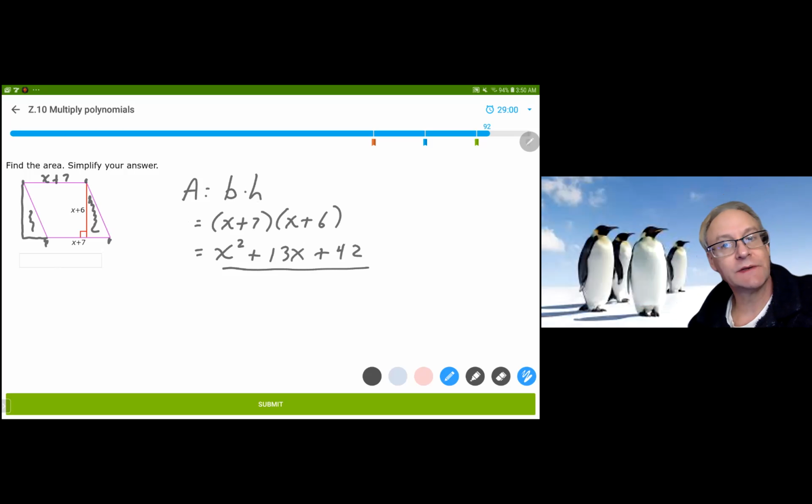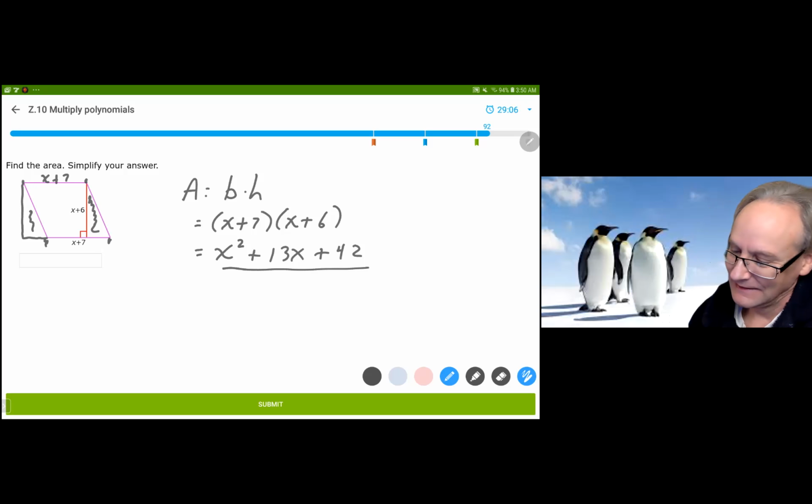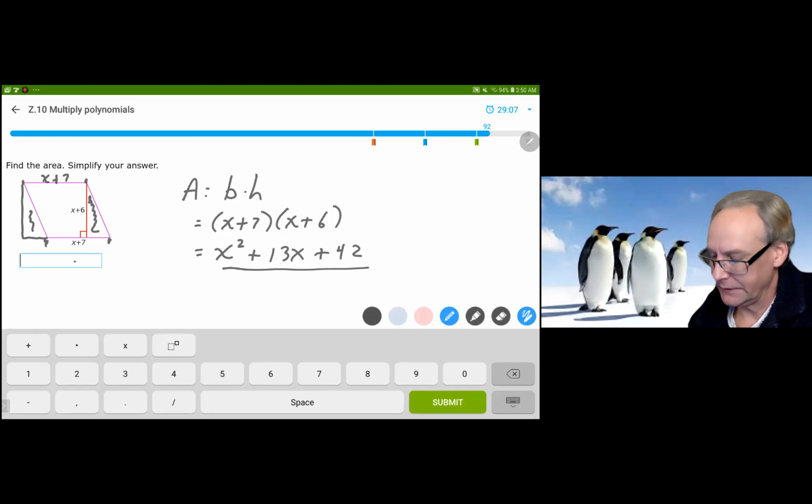The reason you multiply in your head is so that you can undo the process and factor, which is coming soon. Coming soon to a theater near you. X squared plus 13x plus 42. And there we go.